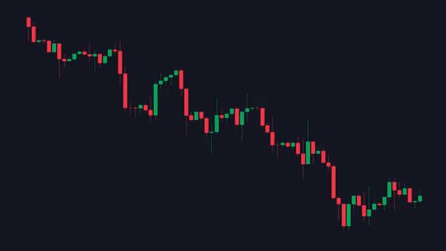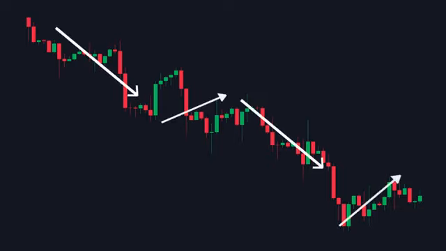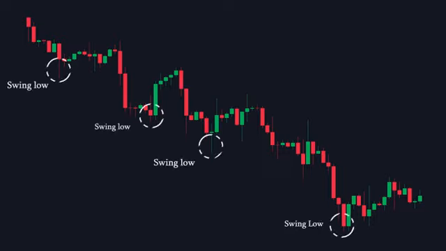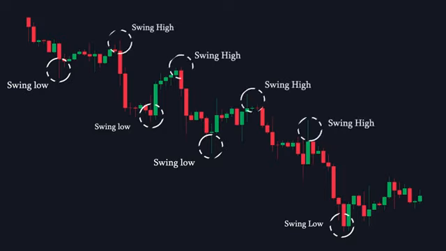In a downward moving market, you'll notice a pattern of strong downward movements followed by smaller upward pullbacks. These are known as impulsive and corrective phases. Each low that forms before the price pulls back upward is called a swing low, while each high that forms before the price drops again is called a swing high.